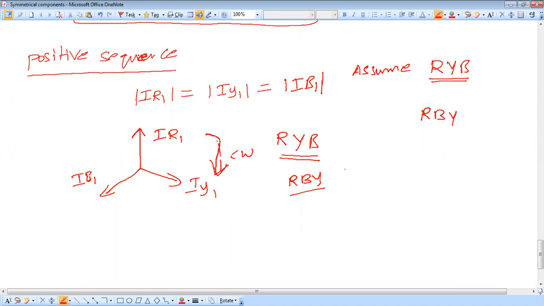Suppose my original phase sequence is RYB, then my positive sequence component phase sequence is RYB. If my original phase sequence is RBY, my positive sequence component phase sequence is RBY. Don't always remember the positive sequence component as RYB, because it depends upon the original phase sequence. This is about the positive sequence.